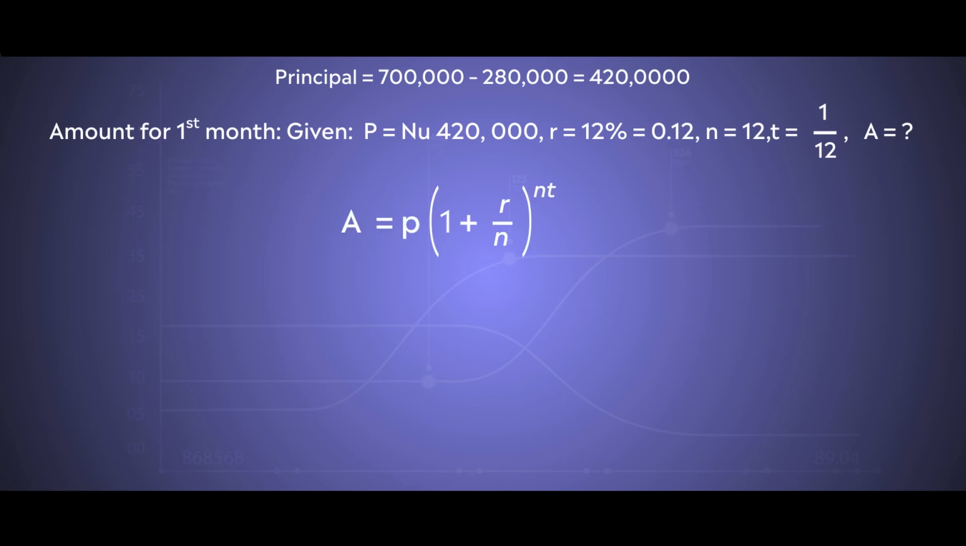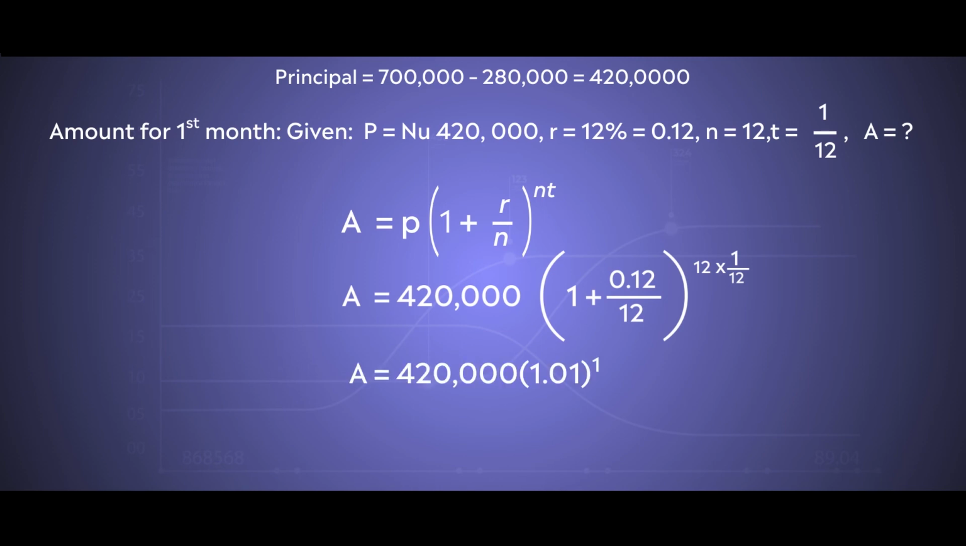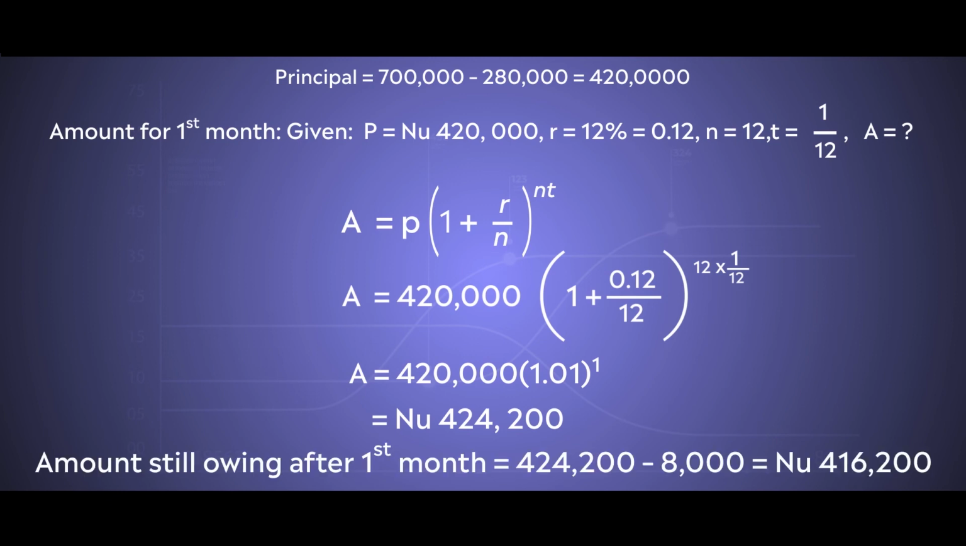Using the same compound interest formula, A is equal to 420,000 times (1 plus 0.12 over 12) raised to 12 times 1 over 12. You are going to get 420,000 times 1.01. When you multiply this, you get Nu 424,200. So that is the amount. But he is going to pay Nu 1,000, and that 1,000 you have to subtract from the amount. It will be 424,200 minus 1,000, which is equal to Nu 416,200.